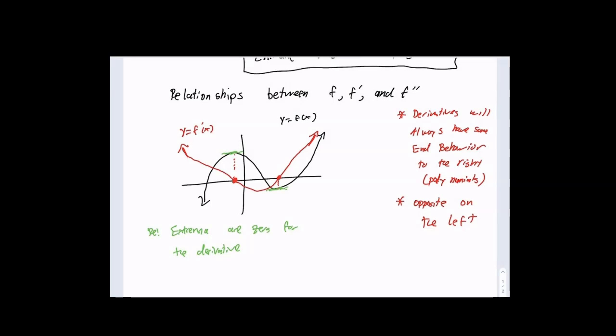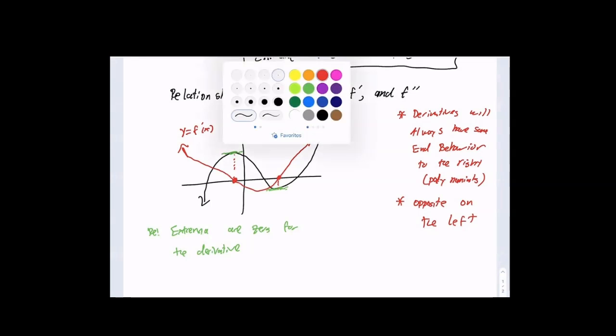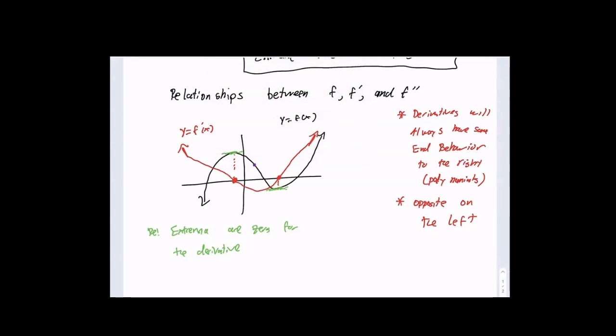Now, I should also note that if I have a point of inflection, that's going to correspond to a minimum for that one. That one's not as much of a biggie right there, but a point of inflection should match up to a relative extrema for its derivative.